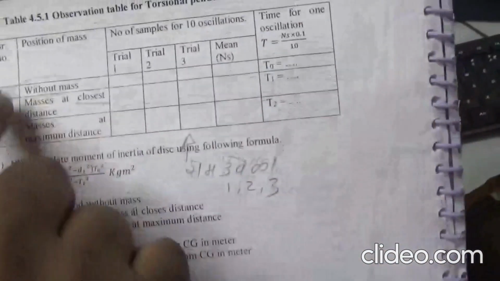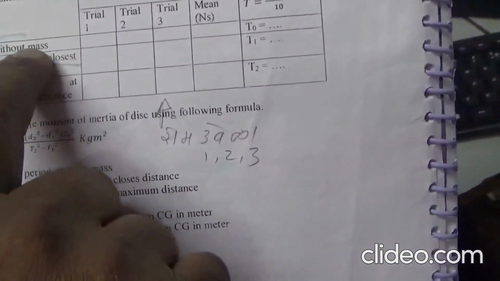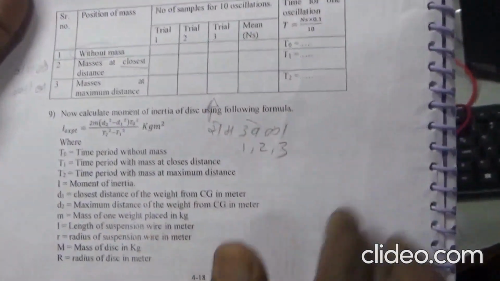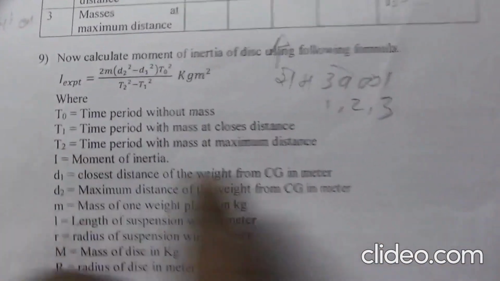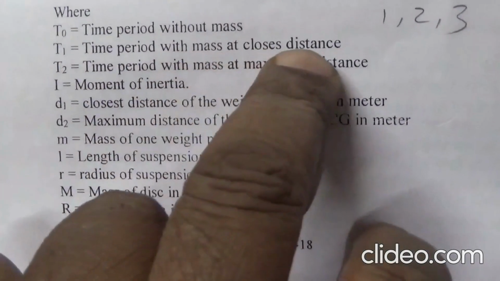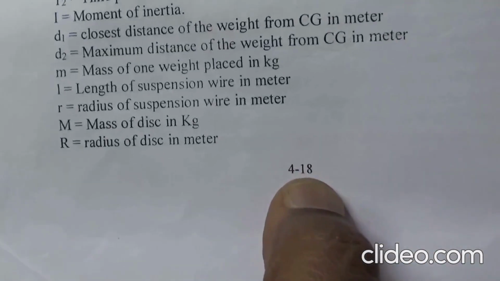And please see this observation table for torsional pendulum. We have got serial numbers, position of mass. Without mass, we can do trial 1, trial 2, trial 3, mean, number of samples for 10 oscillations they have taken, and time for 1 oscillation. And all the things like T0 is time period without mass, T1 is time period with mass at closest distance, all things are mentioned in this manual, page number 4-18.